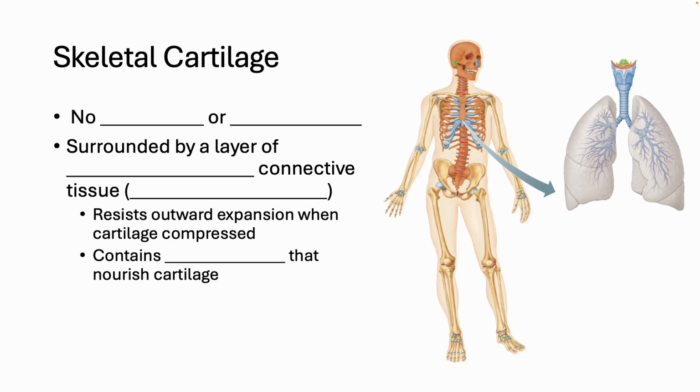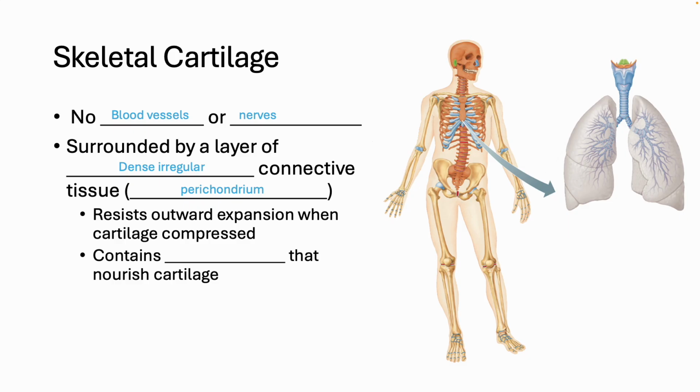All right, so let's start with the different types of cartilage. First, we have skeletal cartilage. Skeletal cartilage has no blood vessels or nerves. It is surrounded by a layer of dense irregular connective tissue that is known as the perichondrium.